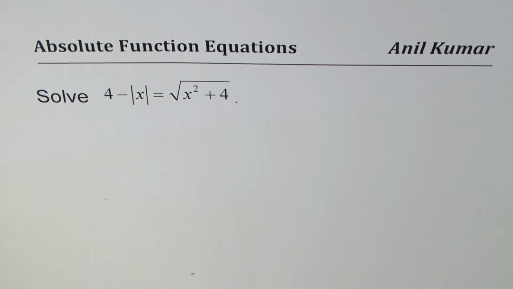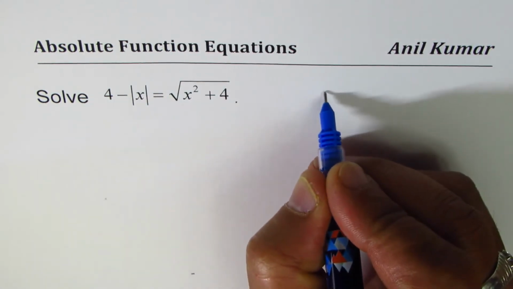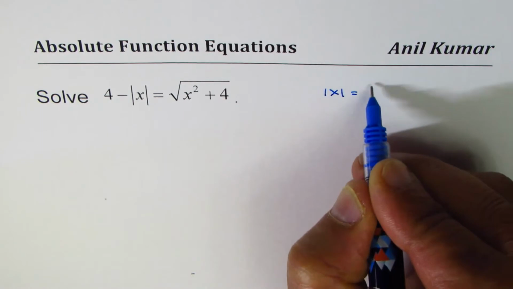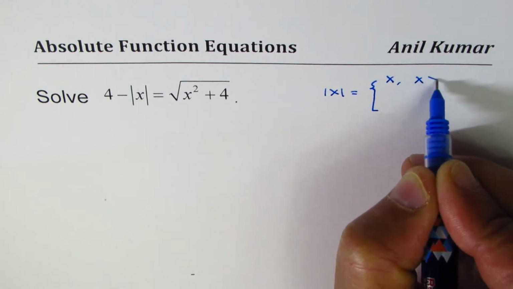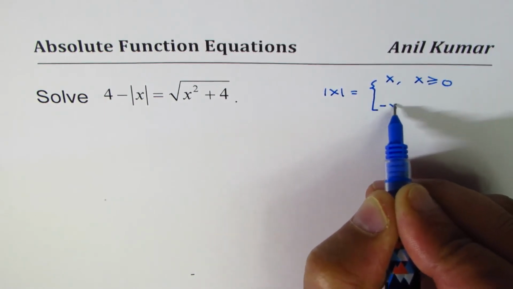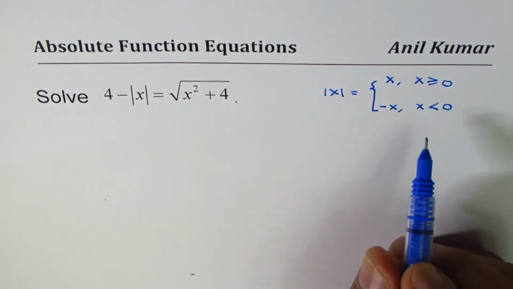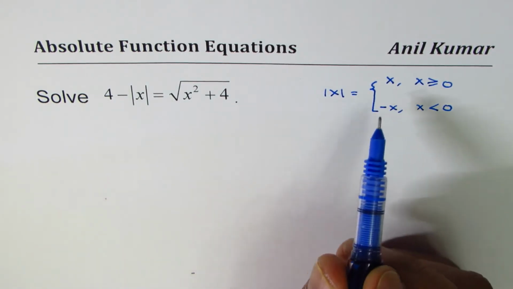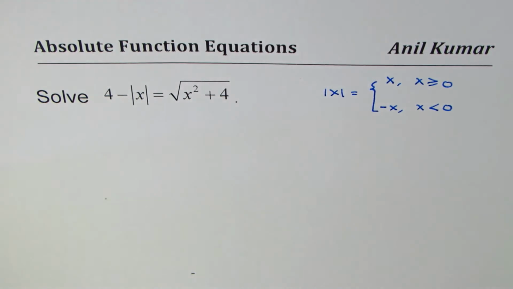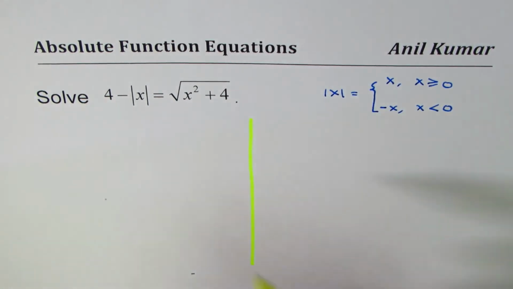Now, whenever you have absolute function, it's better to define the function and then proceed. Absolute x basically is a piecewise function. It could be written as x if x is greater than or equal to 0 and minus of x if x is less than 0. It means that all the equations which involve absolute function should be done in these two different domains. Now, let me split it as a piecewise function and then solve.